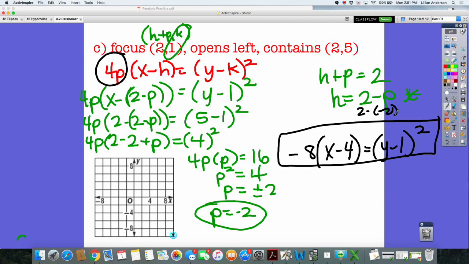So let's recap real quick. Since it opened left, that's where the red equation came from, the general form. I knew the y-coordinate of my vertex from the general equation for the focus. That's why I plugged in 1 for k. Since h plus p had to equal 2, which was the x-coordinate of my focus, I set up a separate equation and solved for one variable. By solving for one variable, that allowed me to plug it in, and then I was able to plug in the point that it gave me so that I only had one variable that I needed to solve for. And that variable just happened to be p, and I knew it had to be negative because it opened left.